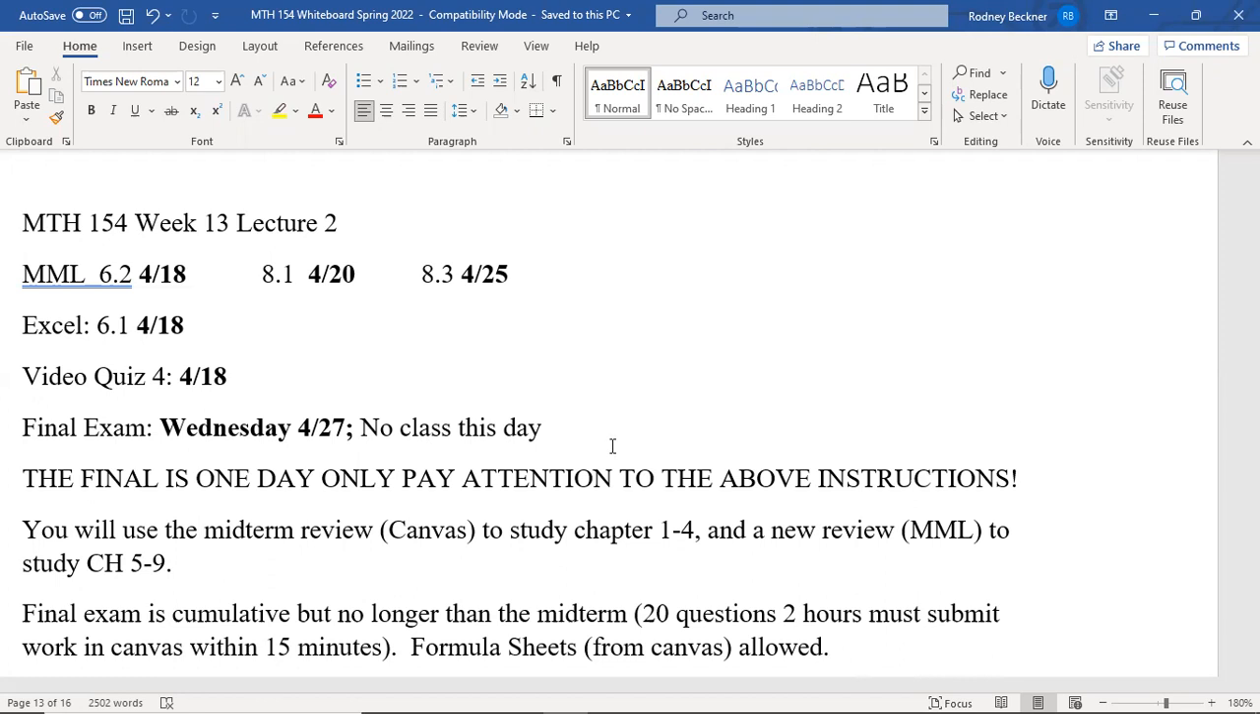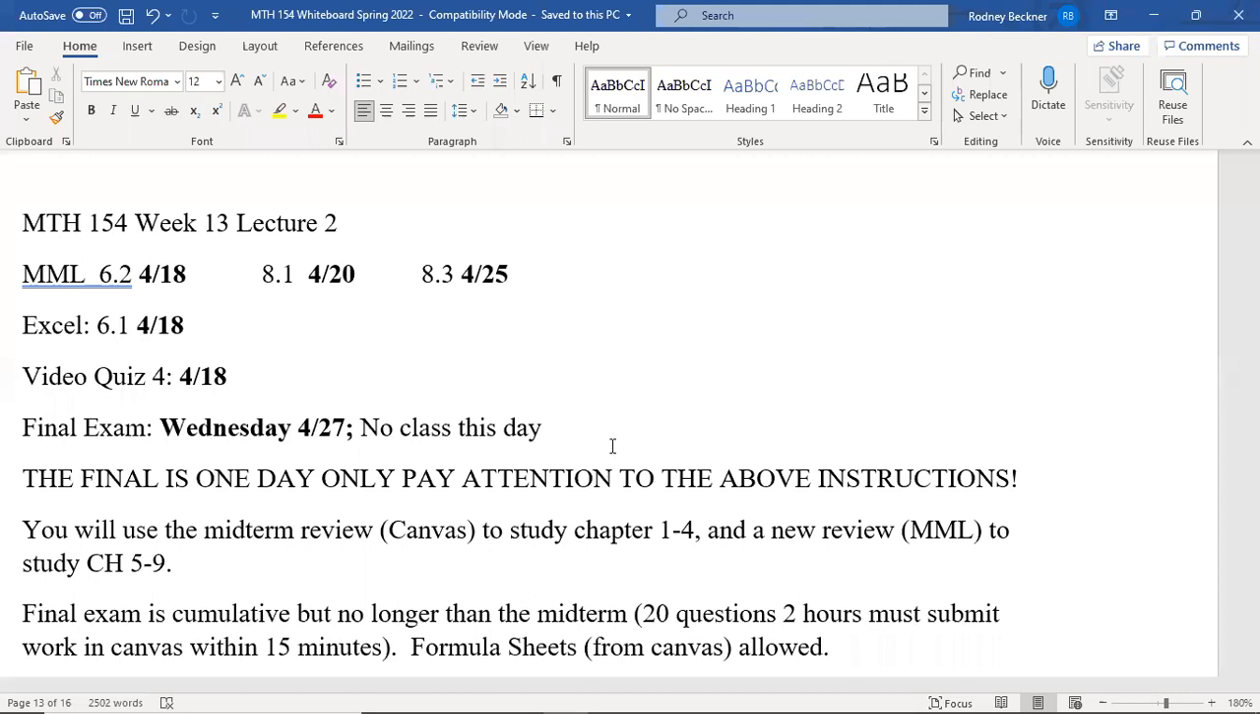We will not hold class that day. You will just be taking that exam through MyMathLab like the midterm. So the final, unlike the midterm, is only one day. So make sure that you pay attention to those instructions. It's only Wednesday, the 27th. We won't hold class. There's no class after that.